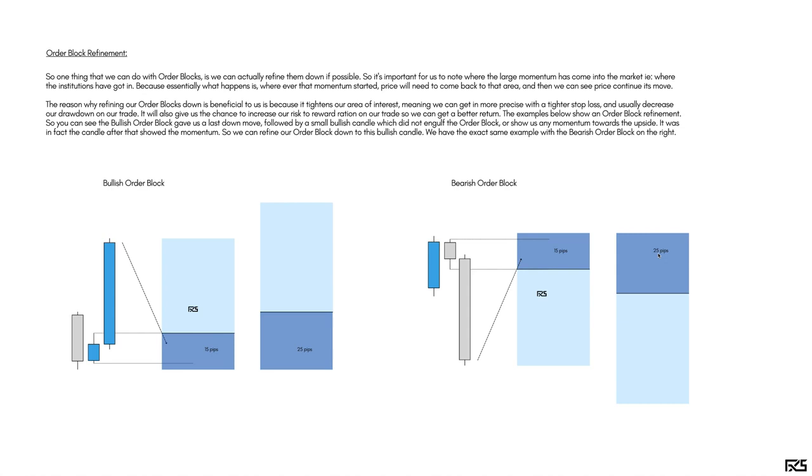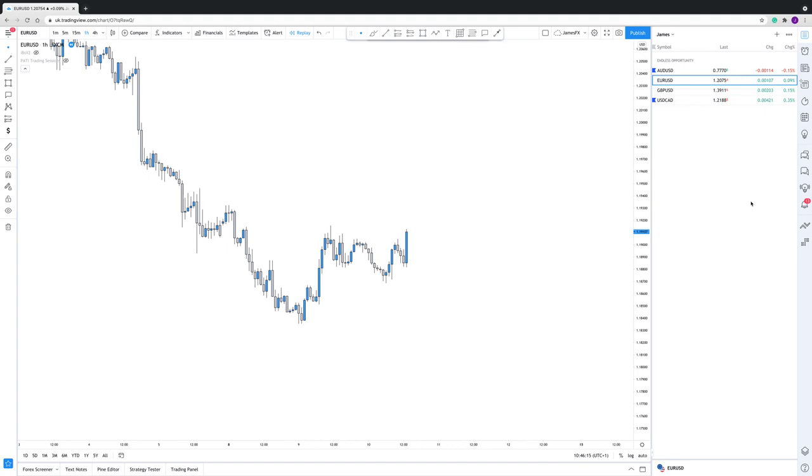So now we've covered that, I want to get into some examples on the charts, because I think you'll start to get it a bit more when you actually see it visually. So let's get into that now. Okay, so now we're going to go through some examples of order blocks and refinement. Now we're on the hourly time frame looking at EUR/USD.